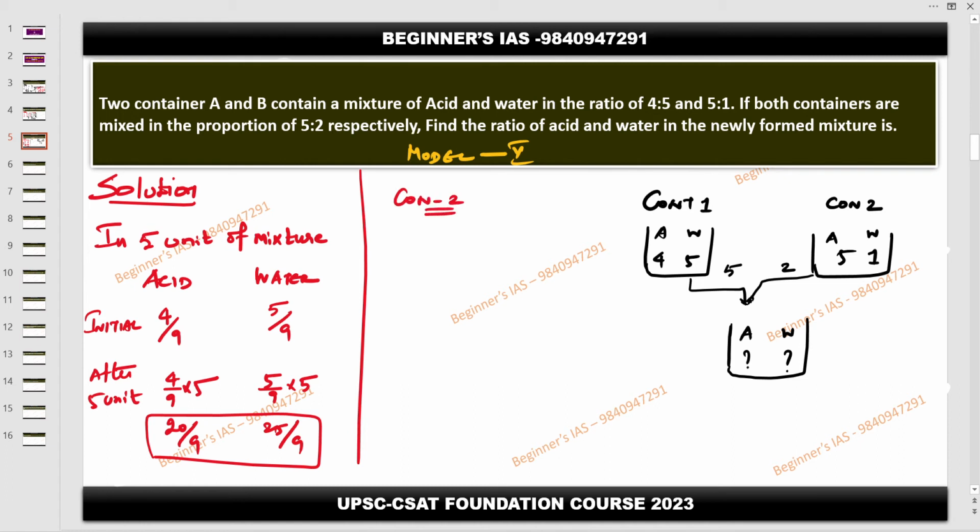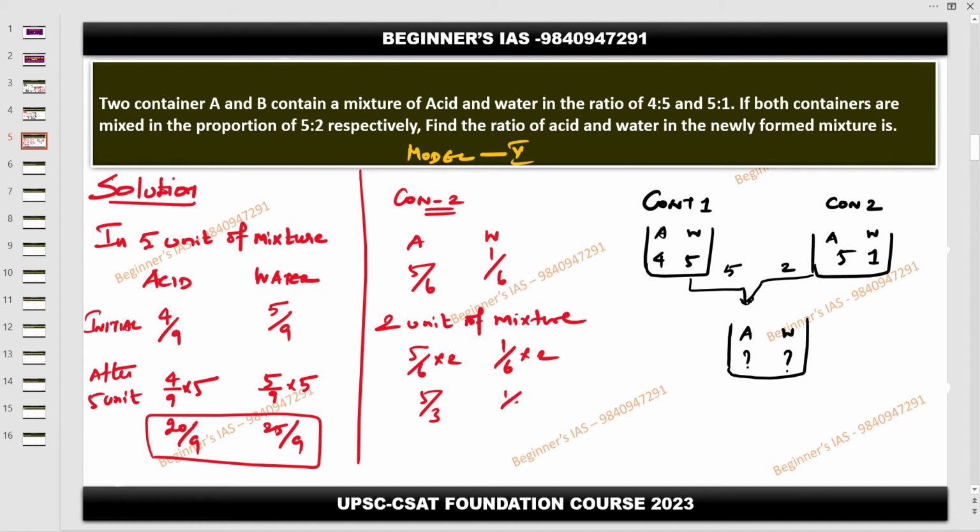So first of all, identify. Container 2 acid is 5 by 6, then water is 1 by 6. So 2 units, right? Therefore, 2 units of mixture only we are taking. Then 5 by 6 into 2, 1 by 6 into 2. Then it will become 5 by 3. Then here it will become 1 by 3.